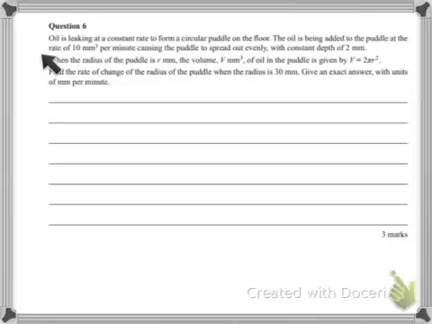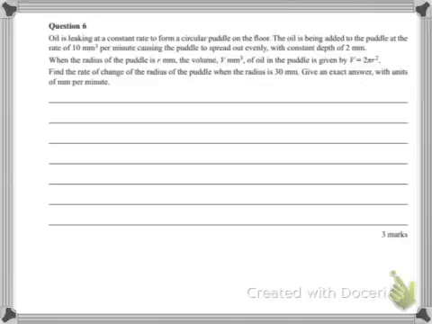This particular problem is in fact a VCAA exam problem. This is the kind of problem you might get popping up in Exam 1 of a VCE Maths Methods exam. Oil is leaking at a constant rate to form a circular puddle on the floor, and the oil is being added to the puddle at the rate of 10 millimeters squared per minute, and that's important information, causing the puddle to spread out evenly. So the puddle is spreading out evenly with a constant depth.